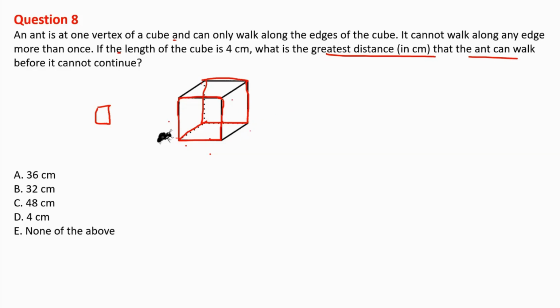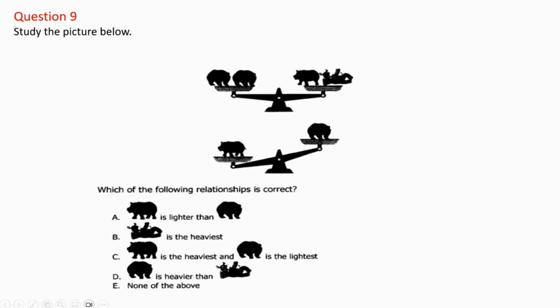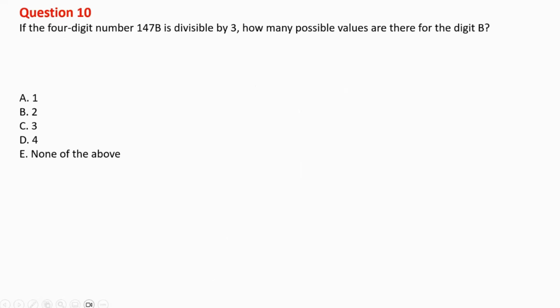If we try repeating these sides, if we try following these sides, you will have to repeat. So these 3 cannot be repeated, cannot be taken into consideration. So 9 edges have covered each of 4 cm length, 9 into 4, 36 centimeters. So the ant can maximum cover 36 centimeters length. Next question, number 9.